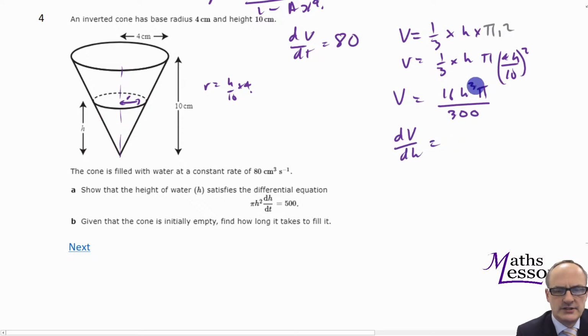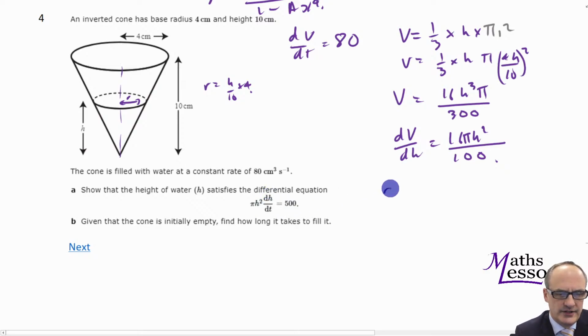dv by dh: times this by 3 times the power. That'll cancel out with the 3 on the bottom. So I'm just going to get 16h squared. Put the pi in here because I like it there better. Cancel out the 3 and leave 100 on the bottom. So I've got dv by dh.